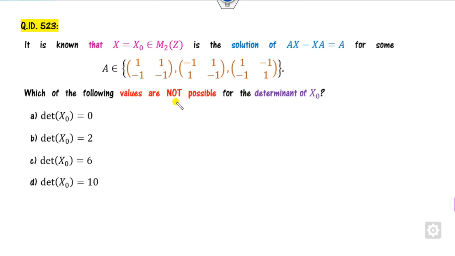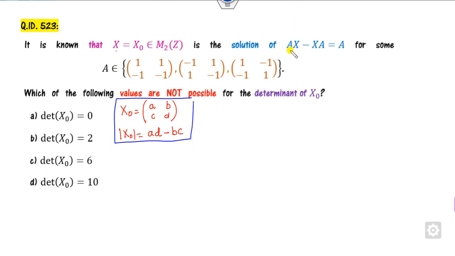So look at the last question. It is known that x0 is the solution of this. So what is x0? It is not given to you. So I consider this as a, b, c, d. You have to find the determinant of x0. It means our target is to find the values of a, b and c, d. That is the only option.